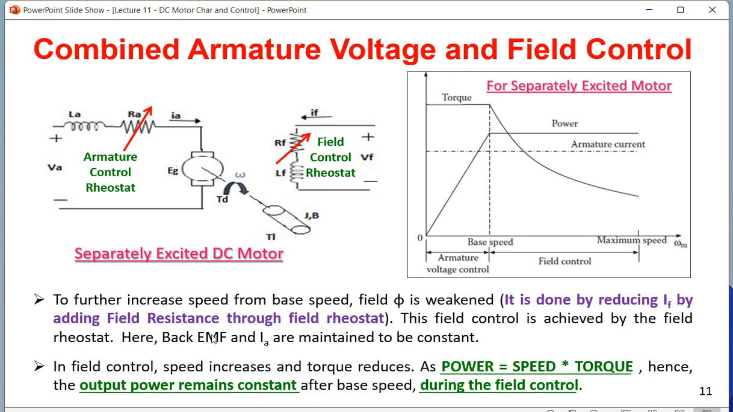So what is meant by armature control? Armature control in short is whenever we increase the armature speed by keeping torque constant, we are actually increasing the armature voltage. That is what is called armature voltage control.